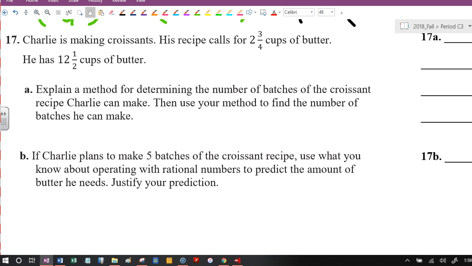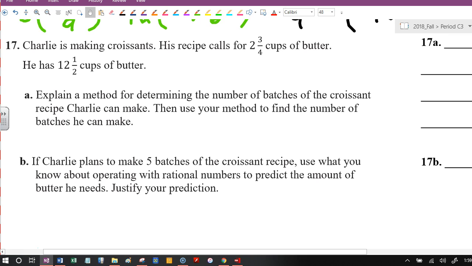Hello there, humans. All right, Fizzy Izzy, help us out with this. Charlie's making croissants. His recipe calls for 2 3/4 cups of butter. He has 12.5 cups. So we want to have a method for determining the number of batches. Okay. What's your method?